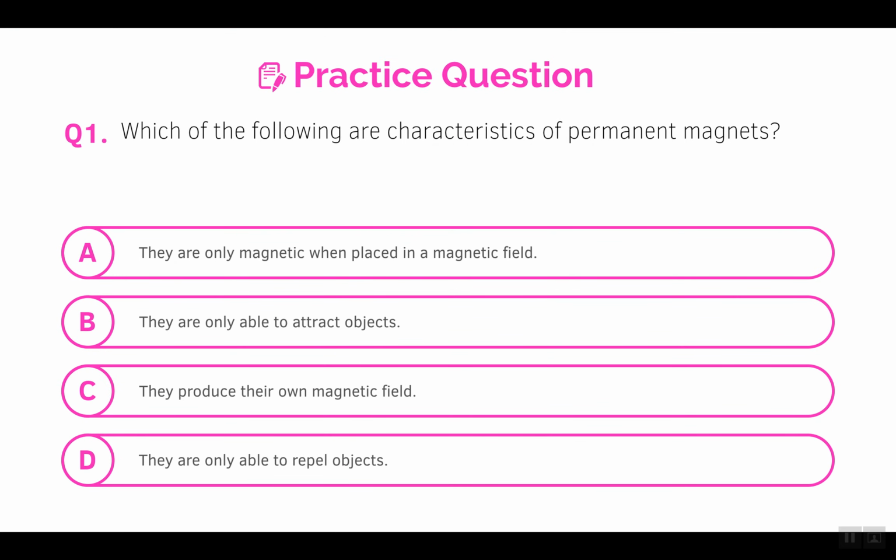Now let's try a practice question. Which of the following are characteristics of permanent magnets? Pause the video now to have a go by yourself before we go through the answers one by one.